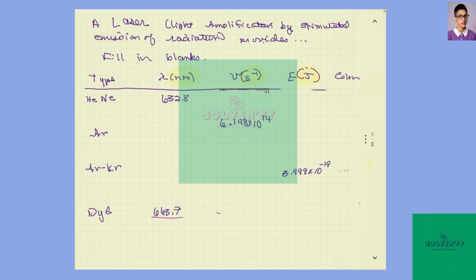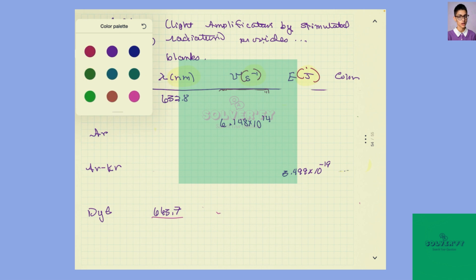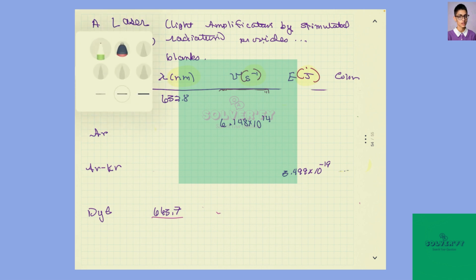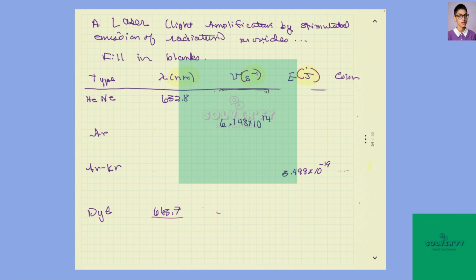In this problem, we're asked to consider a laser. We're given a large table, which I have transcribed right here, and we are asked to fill in the blanks. I've got my first blanks that I'm going to fill in. I believe I did this one in red, and this will be calculation number 1 and calculation number 2. I can see with 632.8 nanometers, my color is going to be probably an orange red.